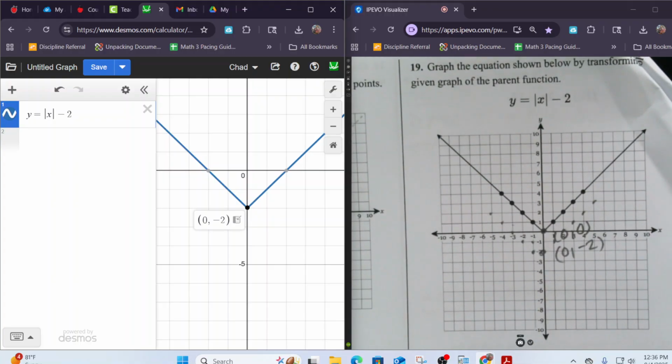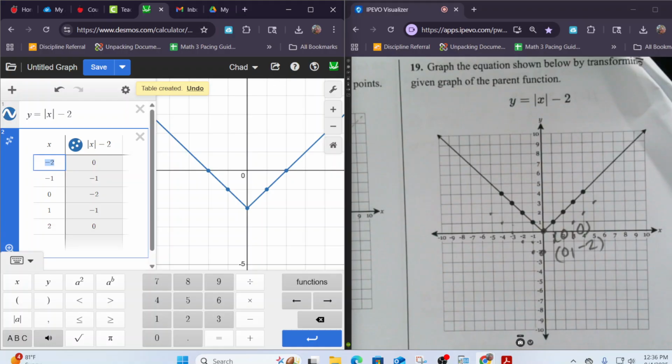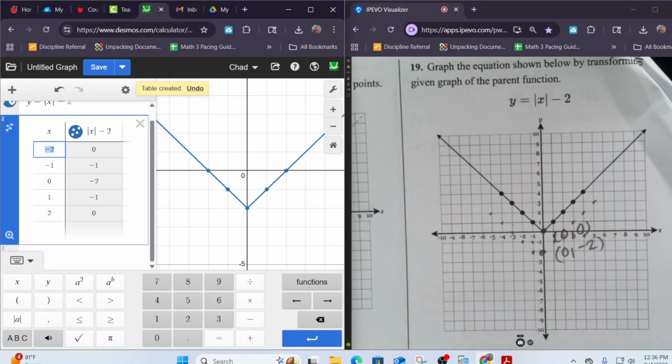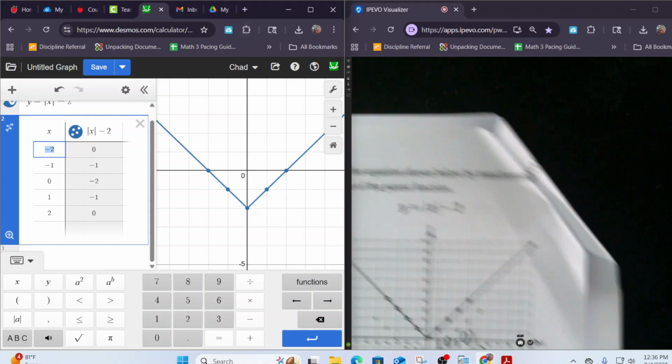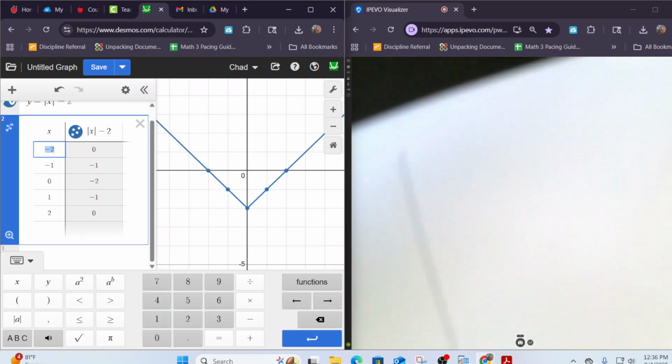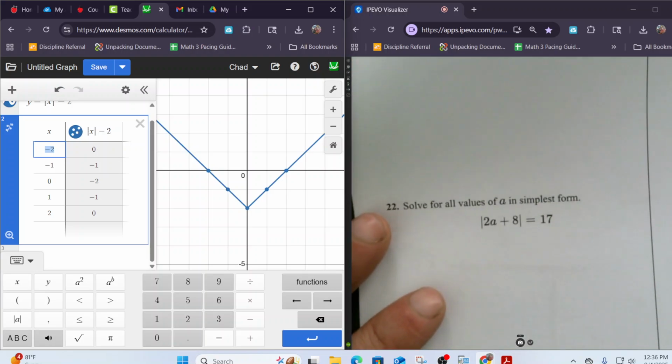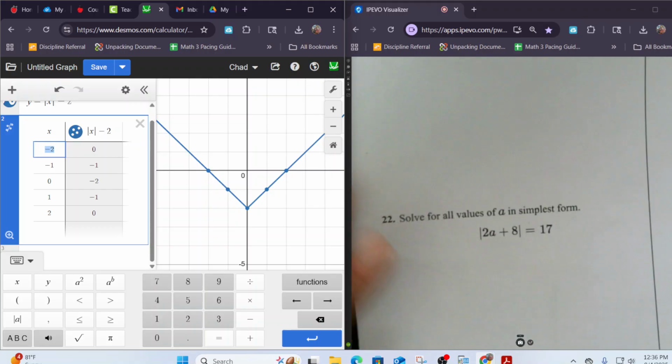And remember, if you can't remember, I can help you with the table. But if you're not sure where your dots go, just get you a table, and you can plot your points from your table. Okay. All right. These are a little bit out of order. Does everybody remember how to do the equations of absolute value? These were the easy ones.